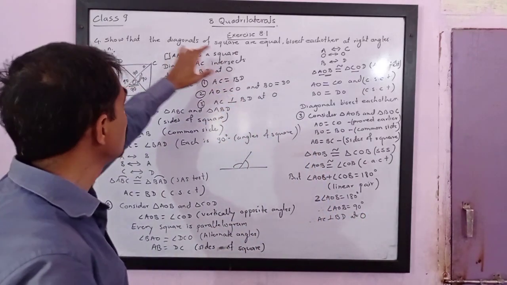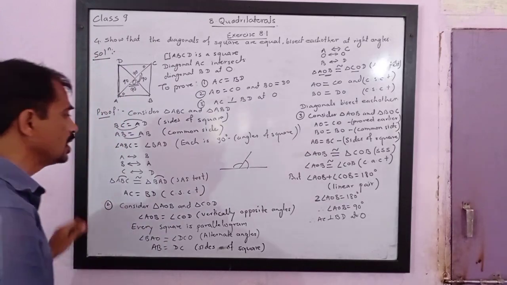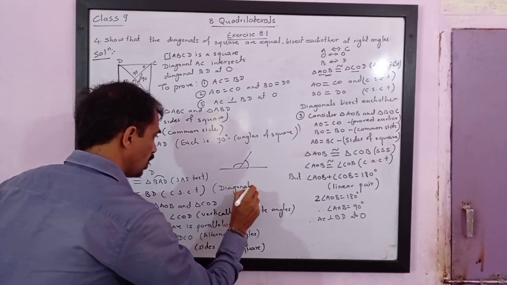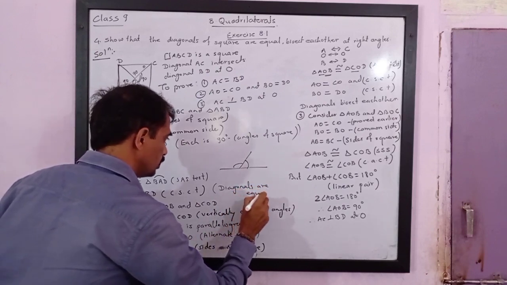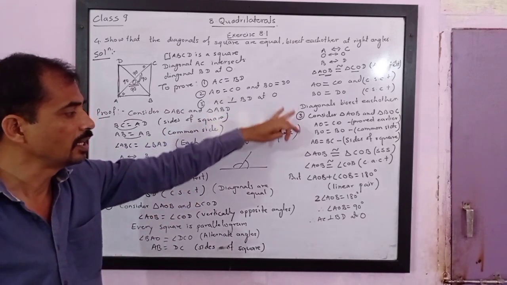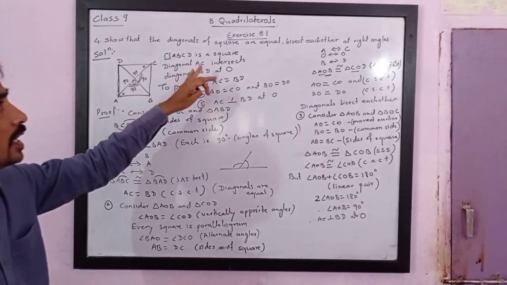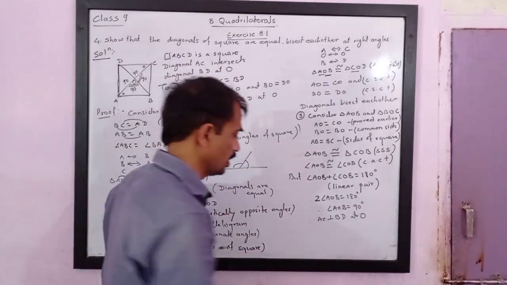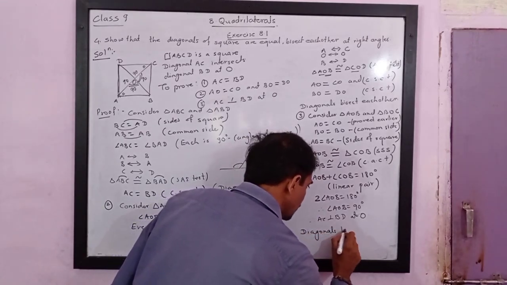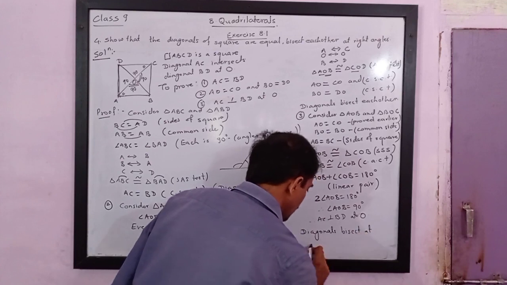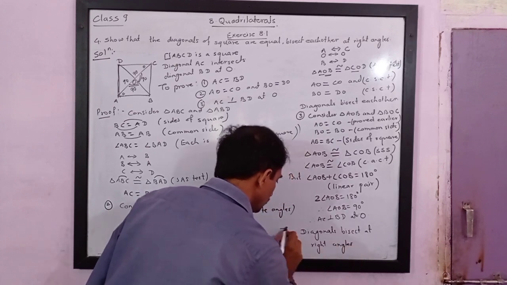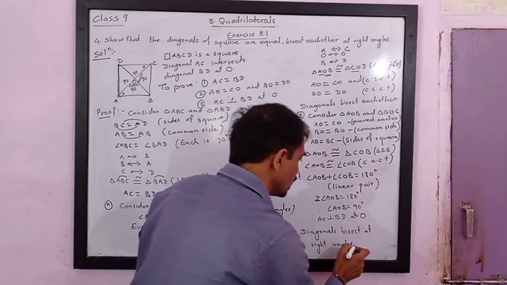Thus, from the first result, we can say that diagonals are equal. From the second result, we can say that diagonals bisect each other. And from the third result, we can say that diagonals bisect at right angles. Thus, we can say that diagonals bisect at right angles.